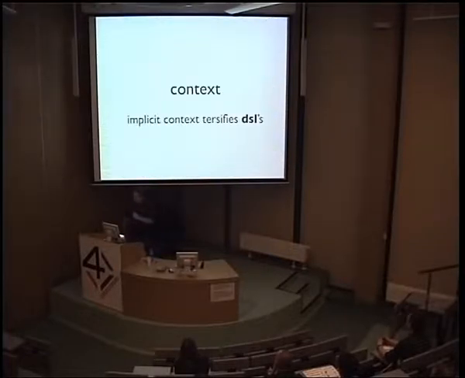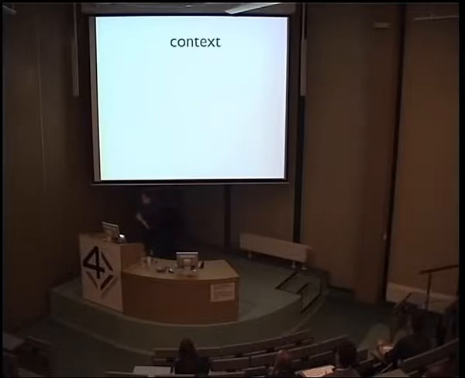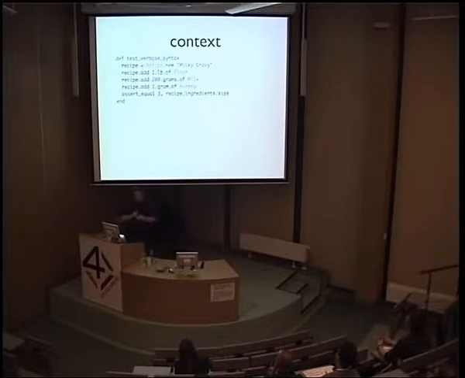Which brings up this context word again. And one of the ways that you can make DSLs friendlier is to use an implicit context to make them terser, or tersify a DSL. And this is used a lot in the DSLs that are popular out of the Ruby community, like shoulda or RSpec or Dust or a bunch of the DSLs that are out in the world. And here's an example of that.